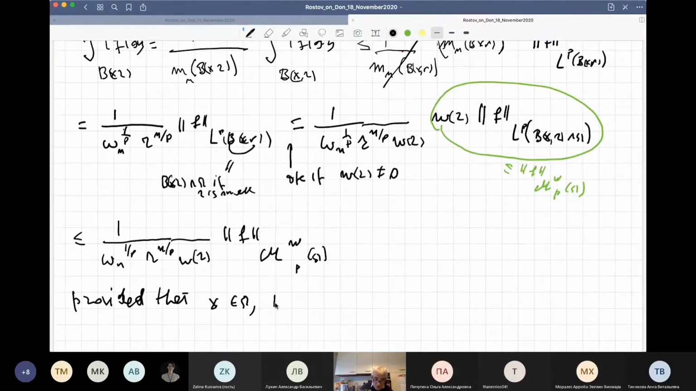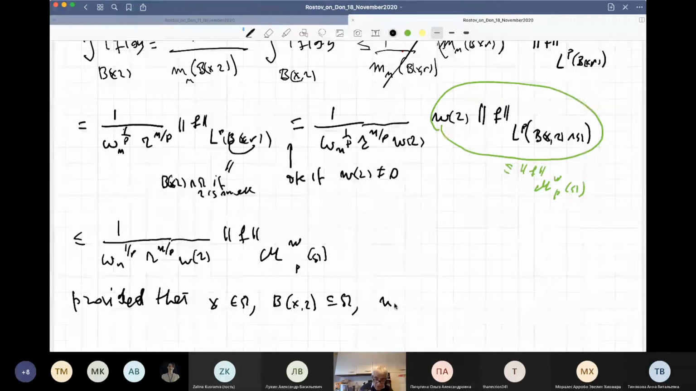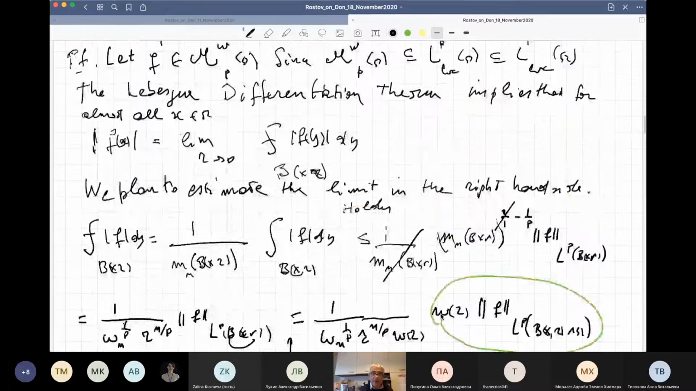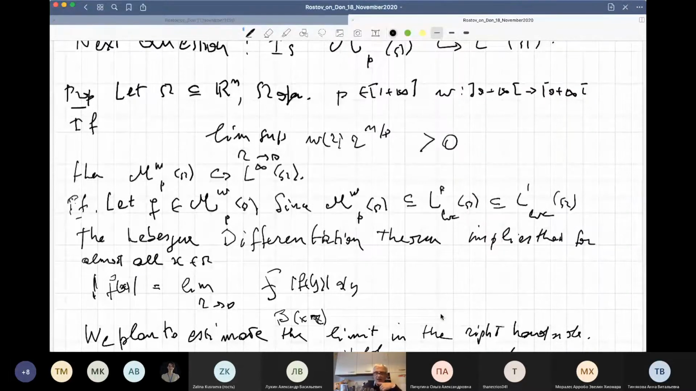So we also want that B(x,r) is contained in omega. And we also want that W(r), as we said one moment ago, is not 0, because if it is 0, I cannot divide and multiply here. So only for this it's okay, not for others. And now we want to use our assumption. What was our assumption? Let's go back. Our assumption was that the superior limit was positive.